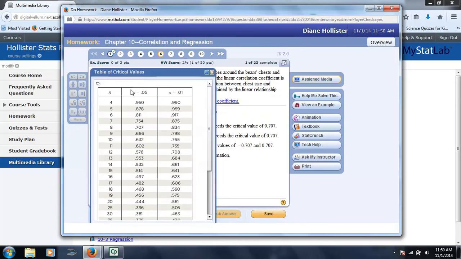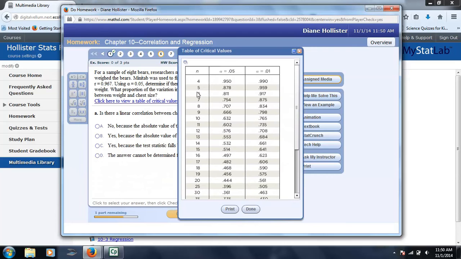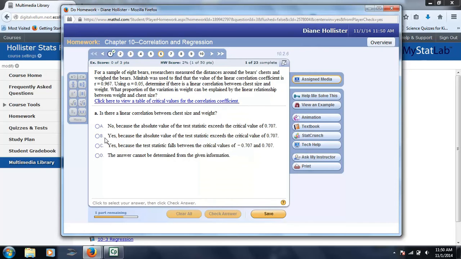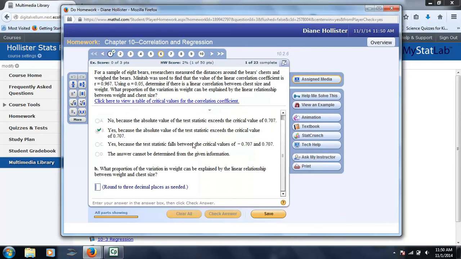Now we have 8 bears, so we would look at this table, and we would look under 0.05 because the significance level of the problem is 0.05, so 0.707. So if our correlation is greater than 0.707 or less than negative 0.707, we would say yes, there's a significant correlation. So the answer here is yes, because our value, our test statistic, is greater than 0.707. So that's the first part.